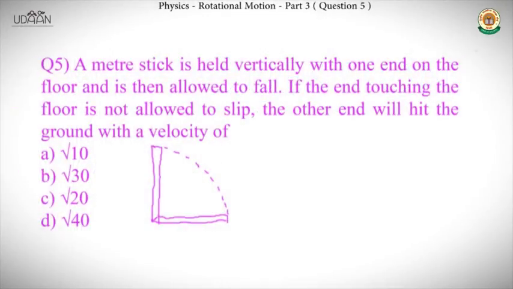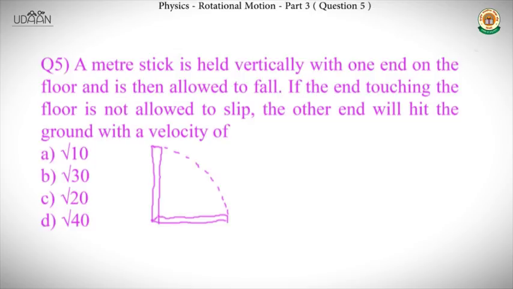Let's come to question number 5 now. A meter stick is held vertically with one end on the floor and is then allowed to fall. If the end touching the floor is not allowed to slip, the other end will hit the ground with a velocity of A, under root 10, B, under root 30, C, under root 20, or D, under root 40. So let's see this question.